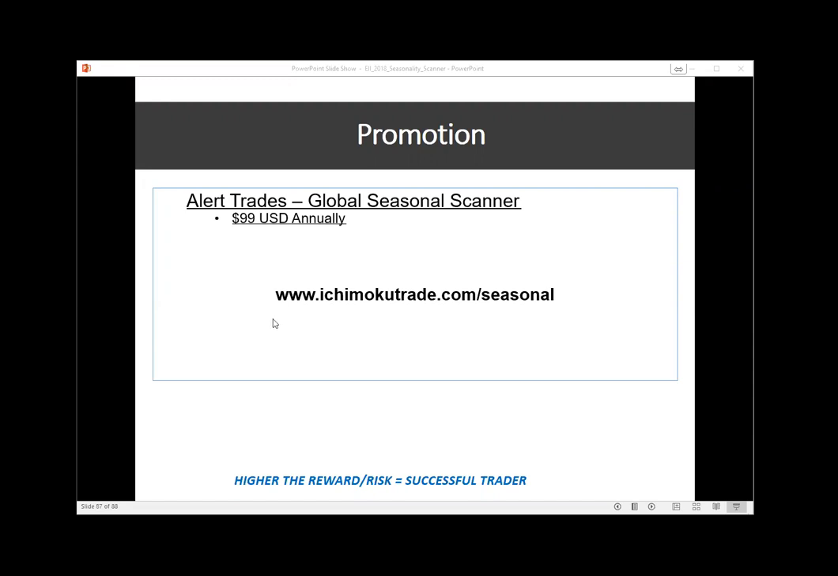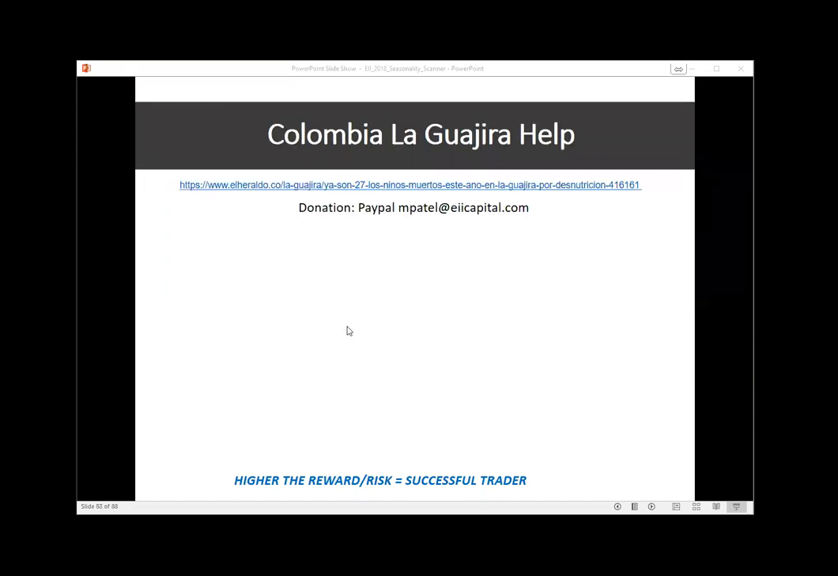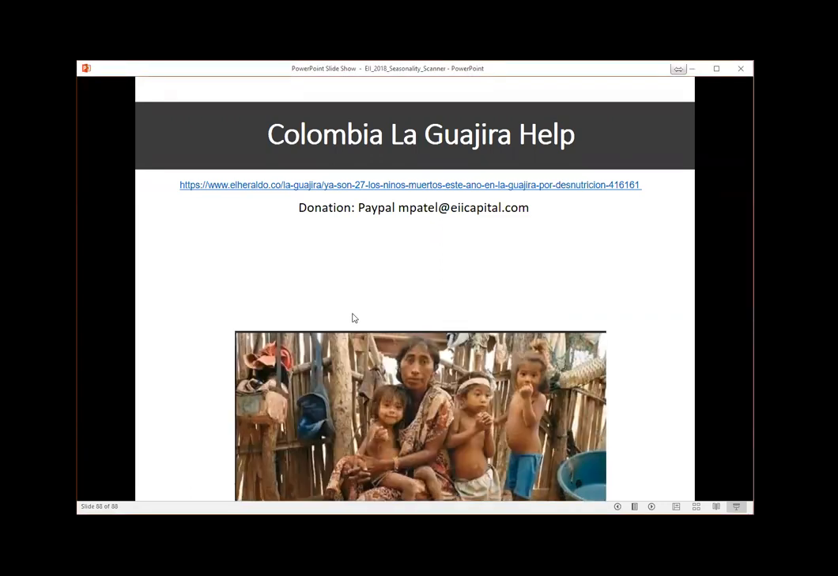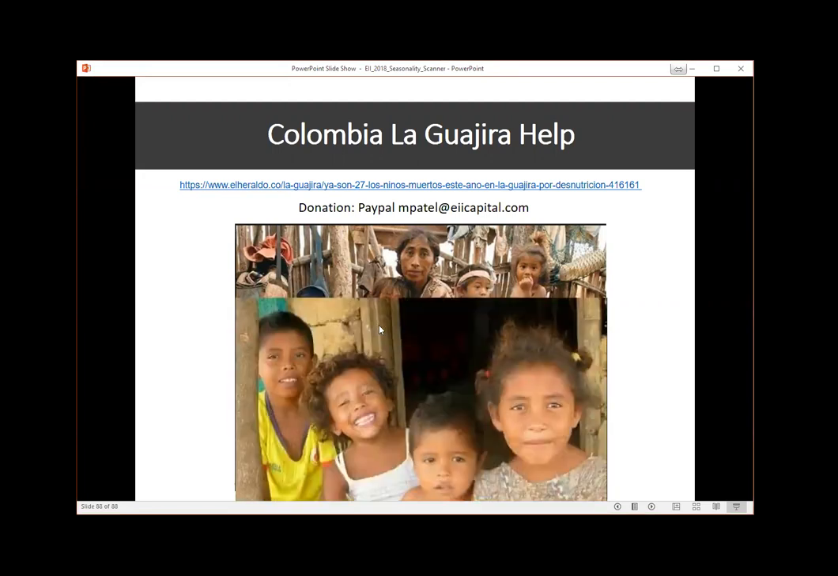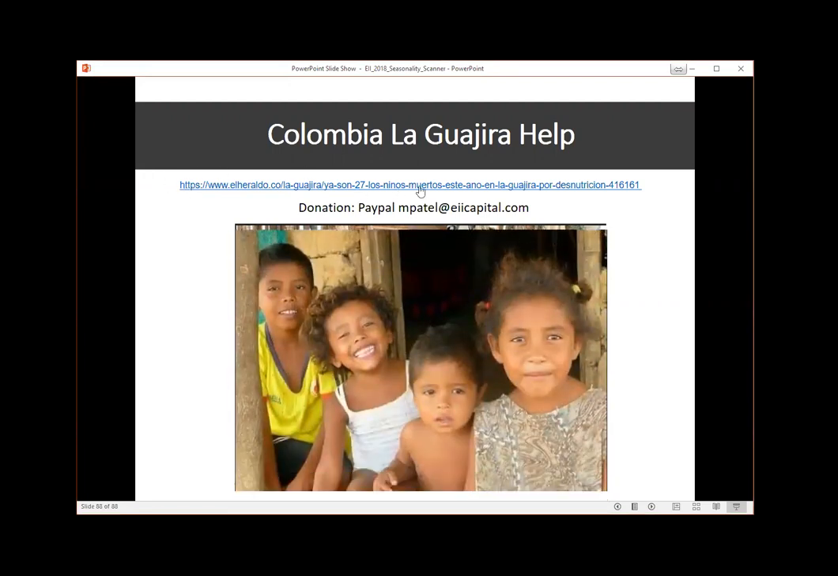Okay, I'm going to wrap up now. One of the projects we've taken on, and we've done a lot of projects in Colombia, is a charity effort in a city called La Gajera, near Cartagena and the beach areas. There are a lot of poor kids there who don't have any gifts. There's an article at that link where you can see exactly what's going on. A lot of these kids are poor and don't have immunizations, nothing.